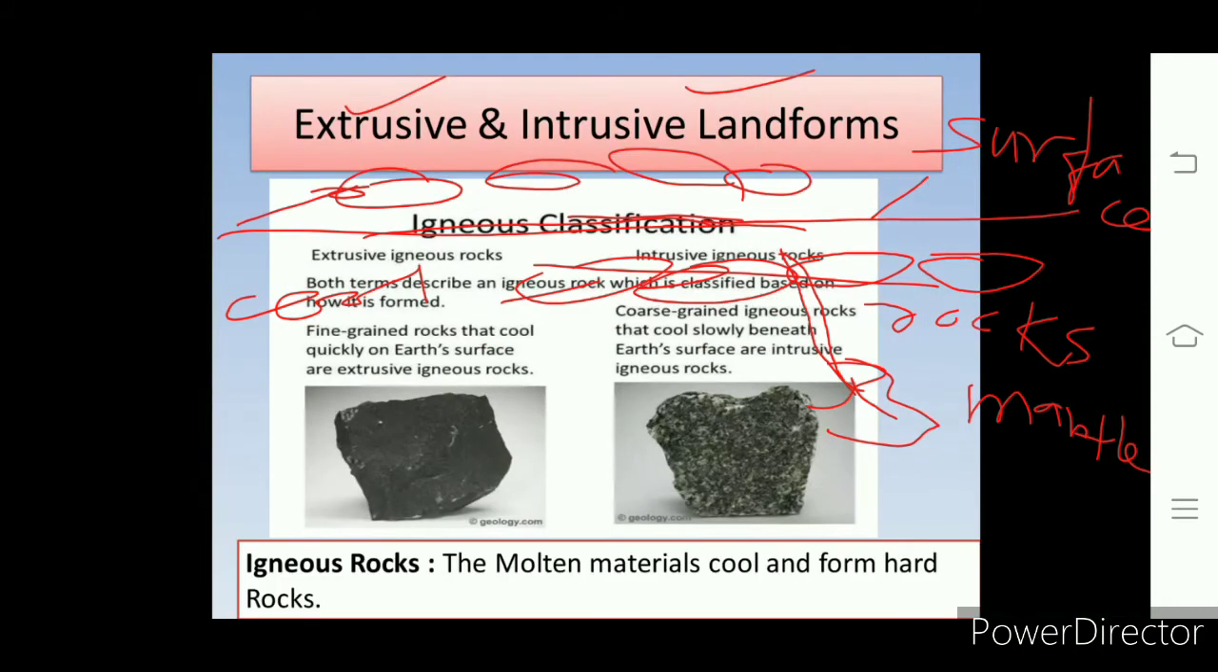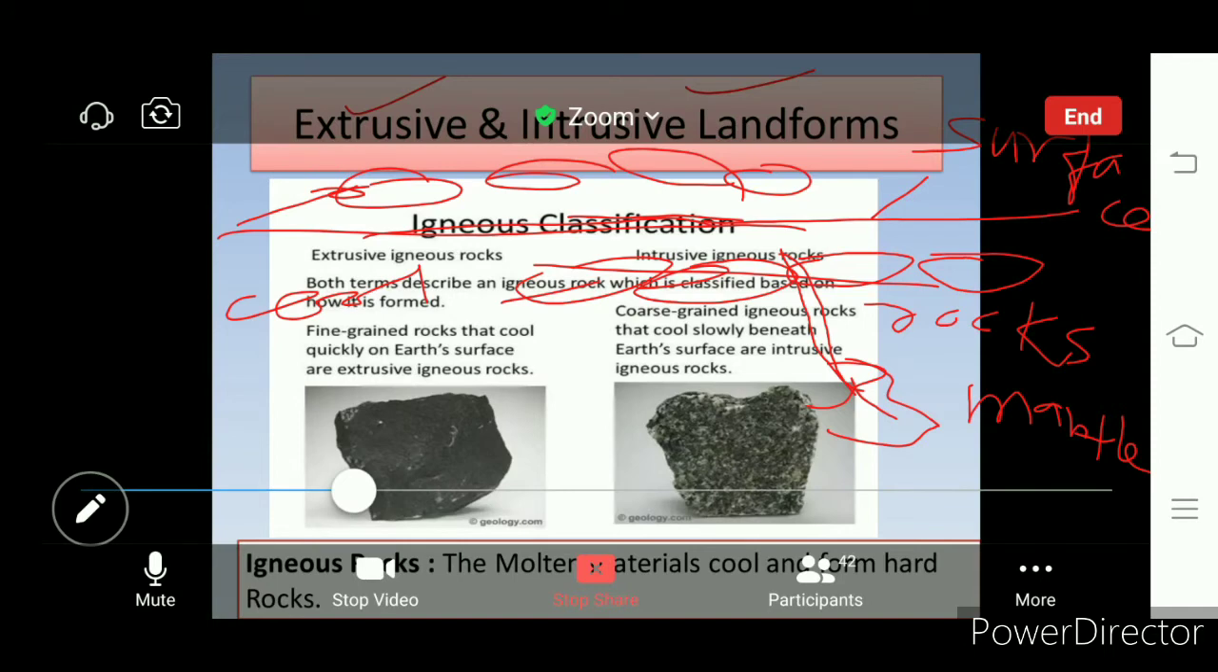So what we see here, two types of landforms are there: extrusive landforms and intrusive landforms. Intrusive landforms are those which are formed inside the earth surface. Okay, and extrusive landforms are formed above the earth surface. Those are called extrusive landforms.